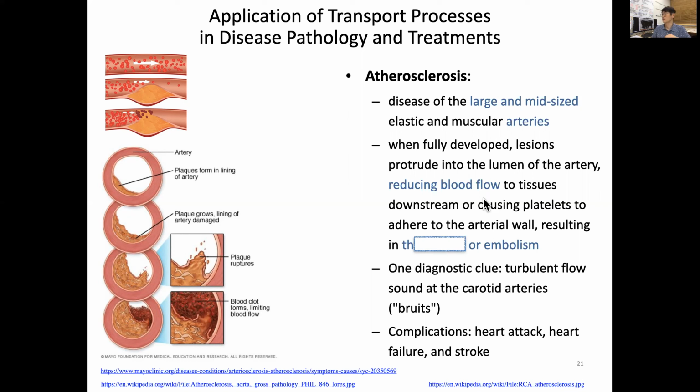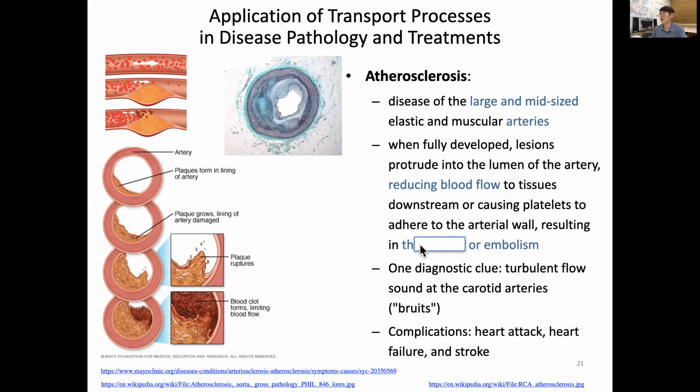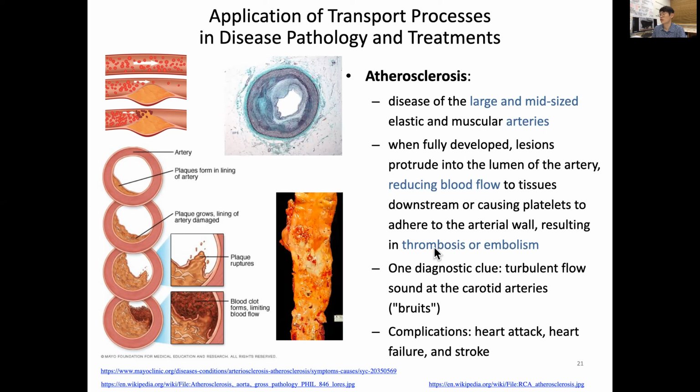So this reduces blood flow to tissue downstream or causes platelets to adhere to the arterial wall, and that results in a blood clot, called thrombosis. Or when it becomes a traveling clot, it's called an embolism, which can lodge in the lung, or it can lodge in the brain. It can cause an ischemic stroke. So that's a big problem.